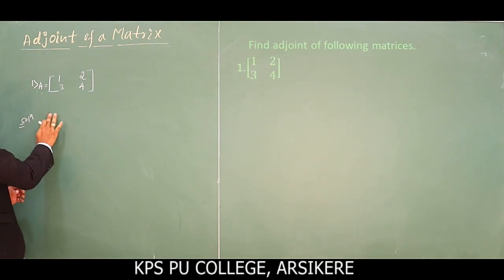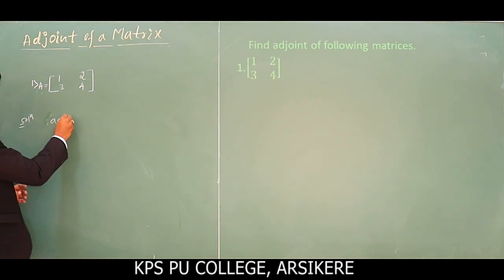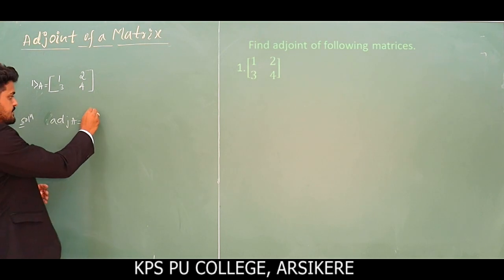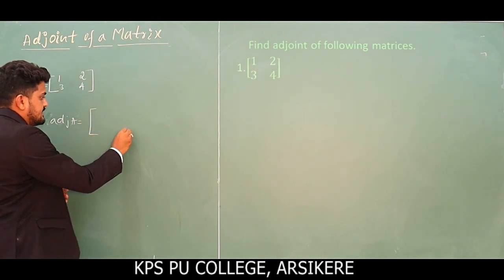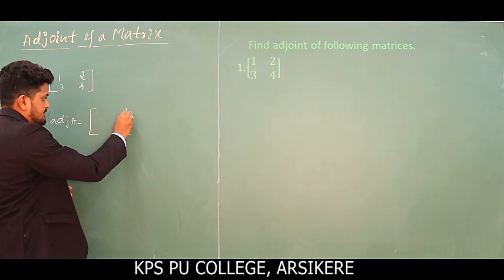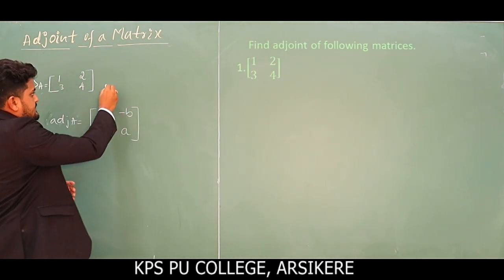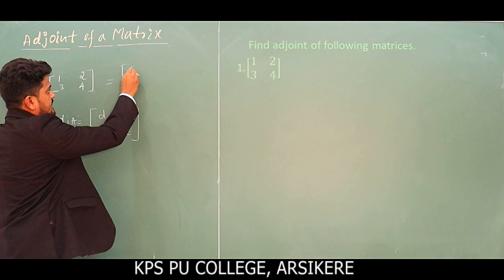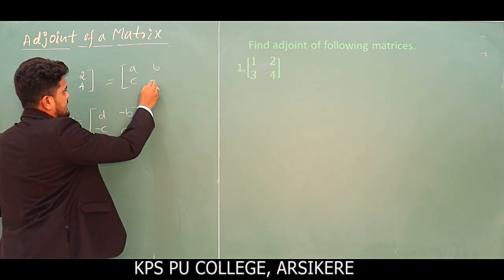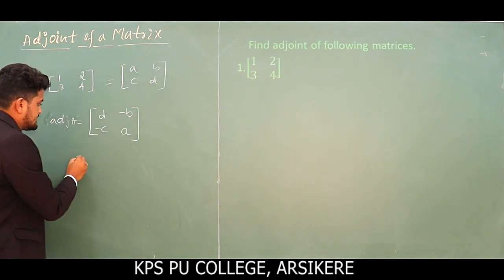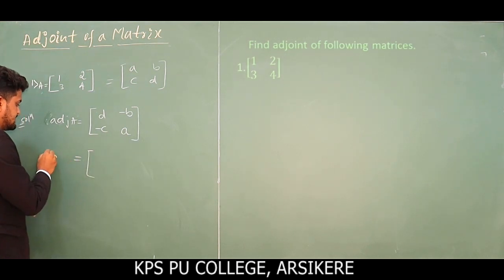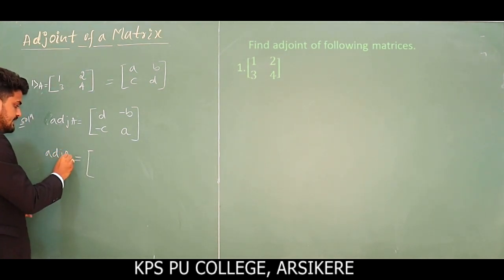So adjoint A is equal to, formula: [D, minus B; minus C, A]. The given matrix can be written as [A, B; C, D], right? So which is equal to adjoint A.